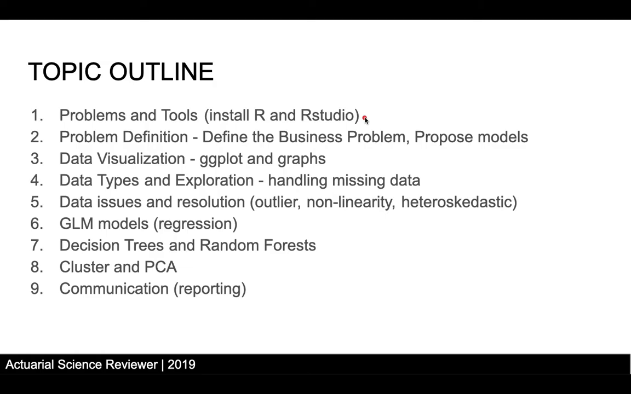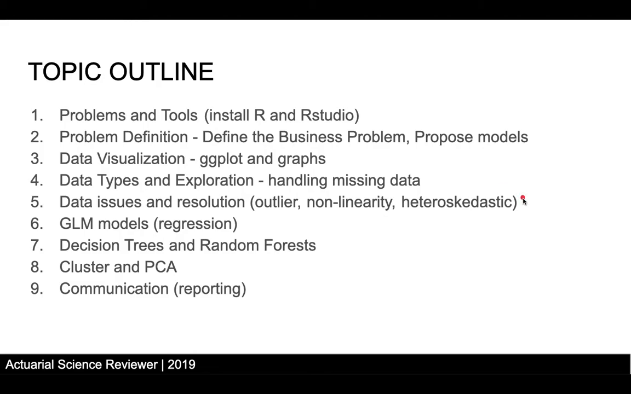The second is you have to know how to define the business problem and propose models based on the problem definition, so whether it's a classification model or a linear regression model. Number three, you need to be able to visualize your report through ggplot and graphs, coefficient plots, correlations, your root mean square error, your ROC curve. Next is you need to be able to handle missing data with data types and exploration. So there are packages for that.